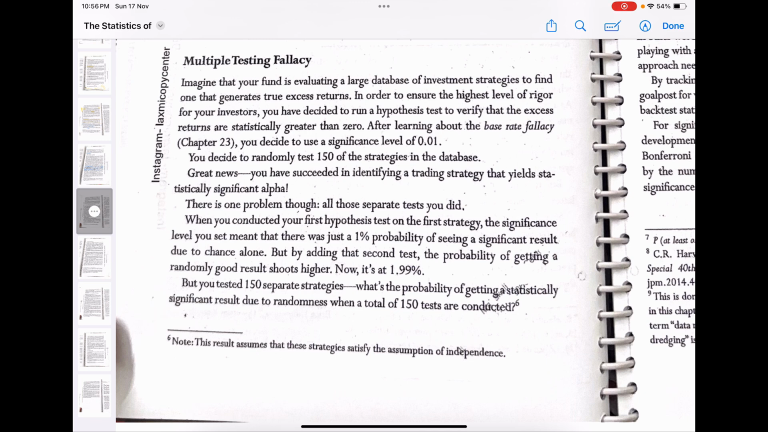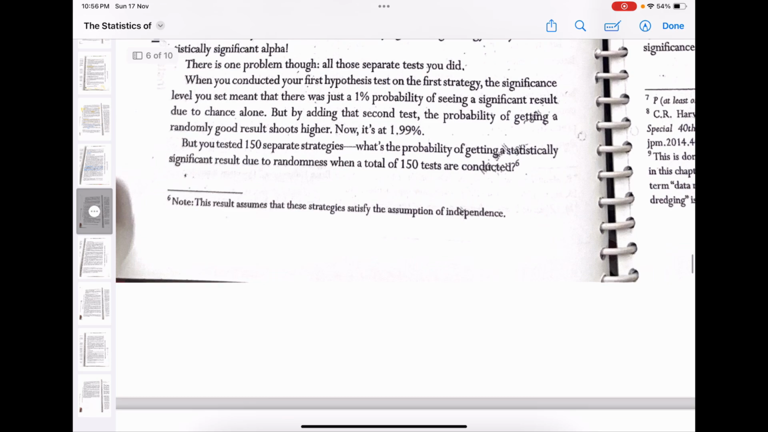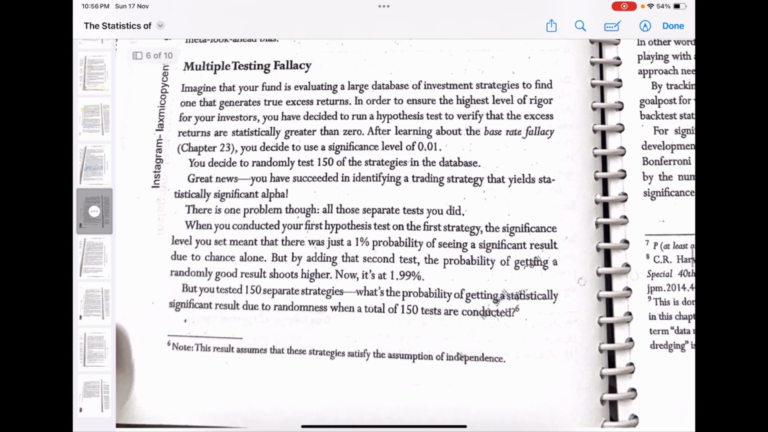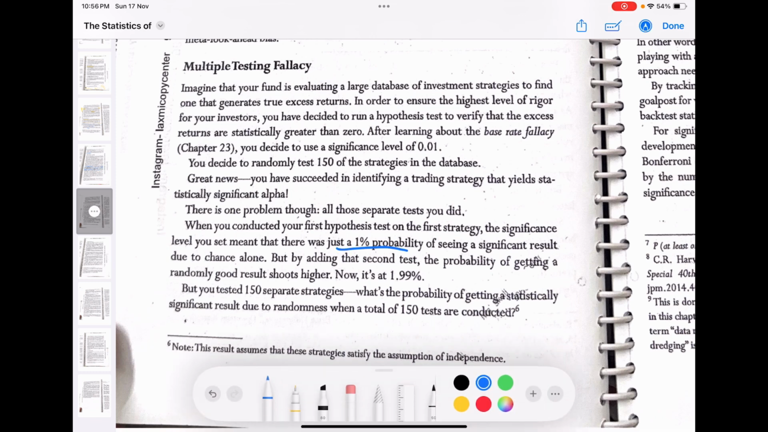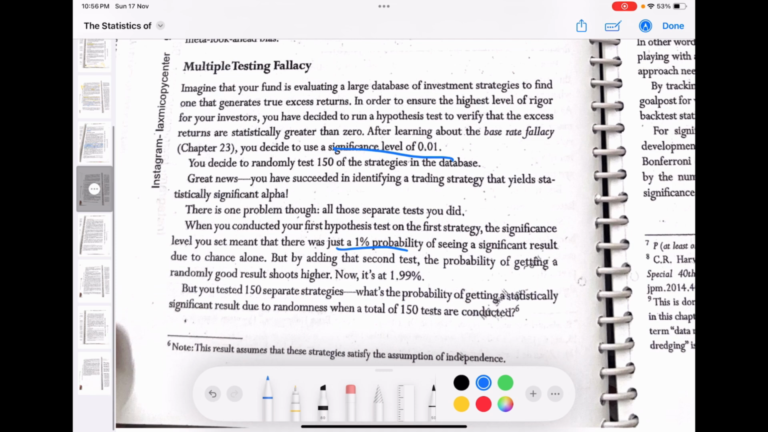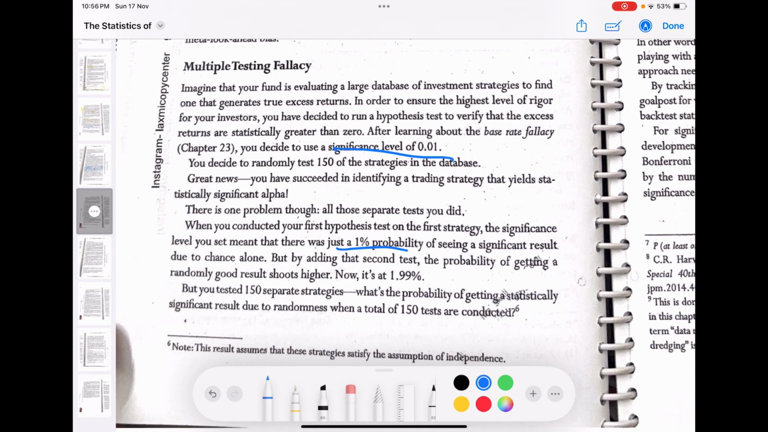There is one problem. All those separate tests you did: when you conducted your first hypothesis test on the first strategy, the significance level you set meant that there was just a 1% probability of a false positive. Why are we saying 1% probability? Because the significance level which we chose was 0.01. So we are basically saying that there was just a 1% probability of seeing a significant result due to chance alone. But by adding that second test, the probability of getting a randomly good result shoots higher. Now it's at 1.99%. But you tested 150 separate strategies.